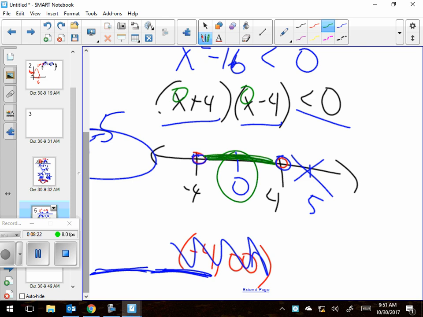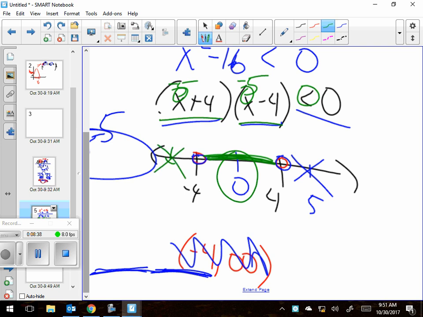And then lastly, out here. Out here I have a negative 5. If I put in a negative 5 here and a negative 5 here, I'm getting a negative times a negative, which makes a positive. Is a positive number less than 0? No, it's not. So that's out.